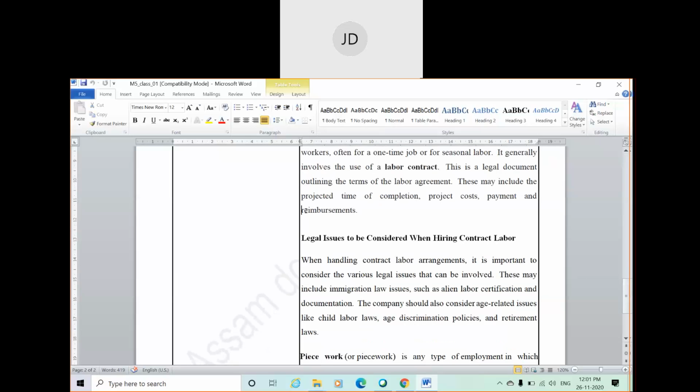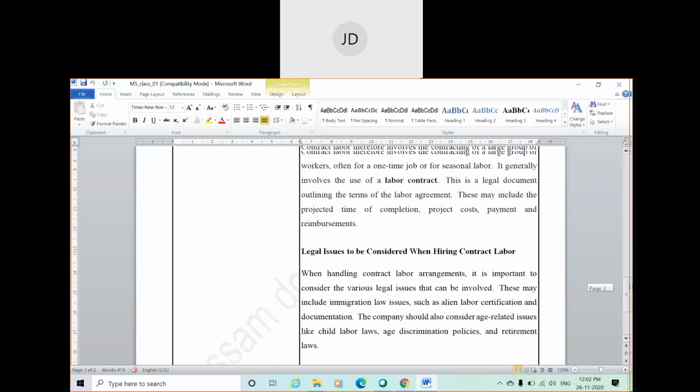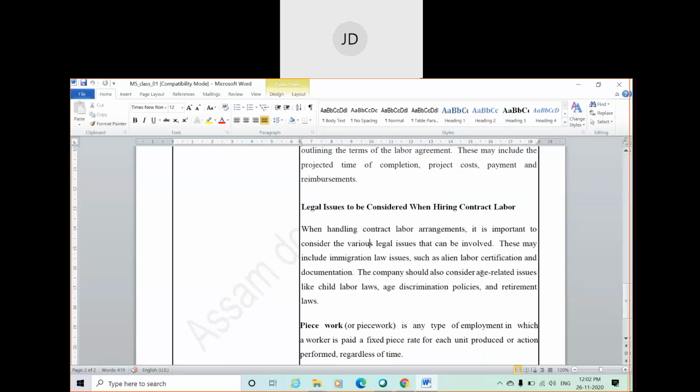Regarding reimbursement, after the work is done, via reimbursement you can take the money from the company. You can also Google it and find out the actual meaning of reimbursement. It is a very simple word, and it is very popular in companies nowadays. So this is all about labor contract, but some legal issues are also related, especially in contract labor.